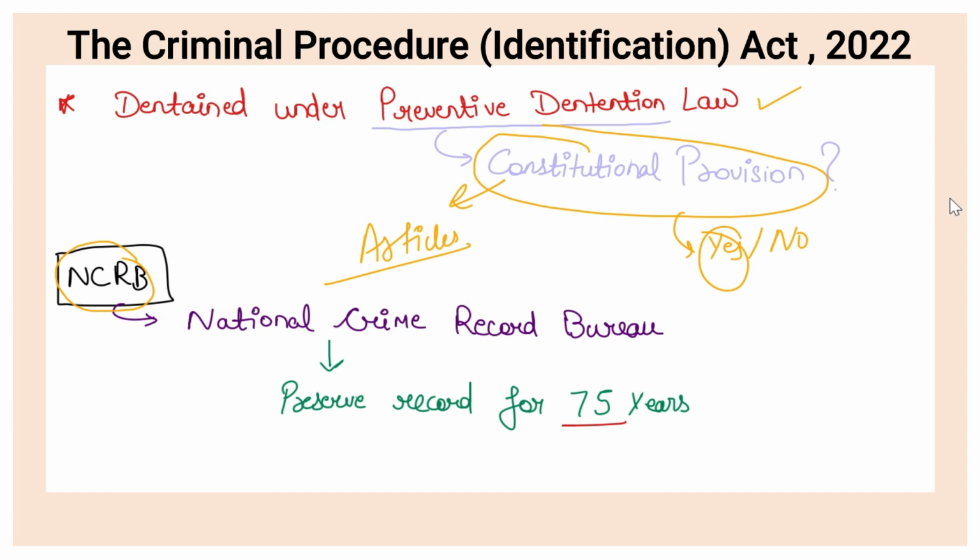So number one is the full form of it, that is the National Crime Record Bureau. Its main purpose is to just preserve the record of criminals. Like it maintains a bureau, like how many male prisoners are there in India, how many female prisoners are there, how many transgender prisoners are there. This is a new thing.